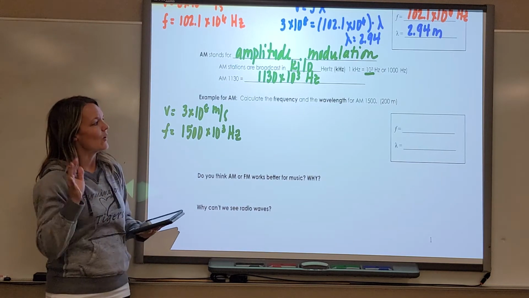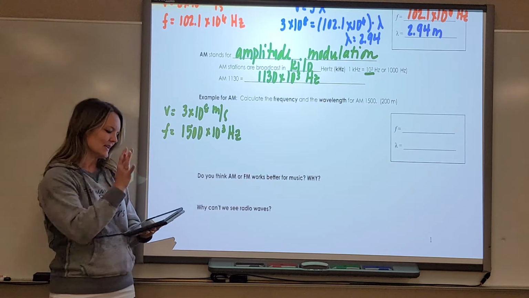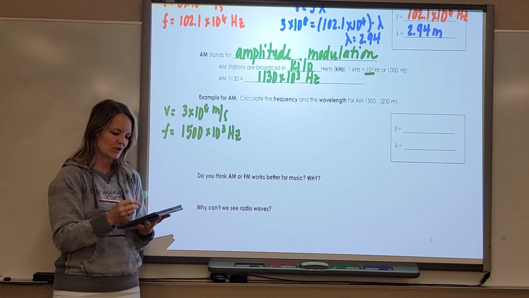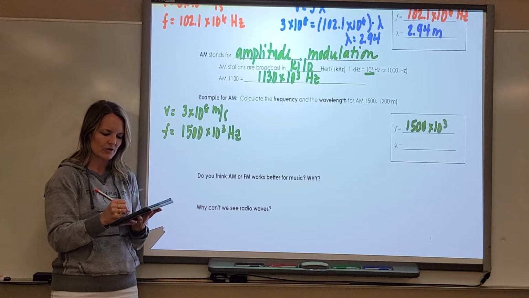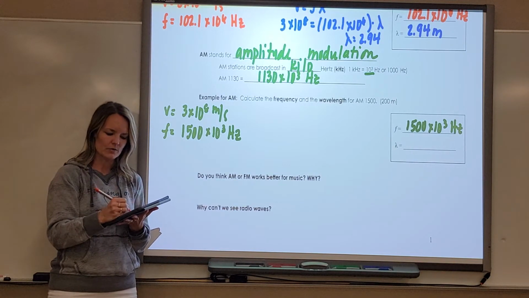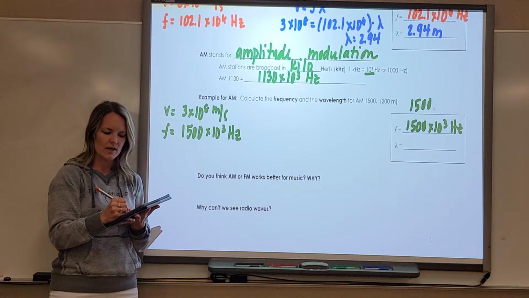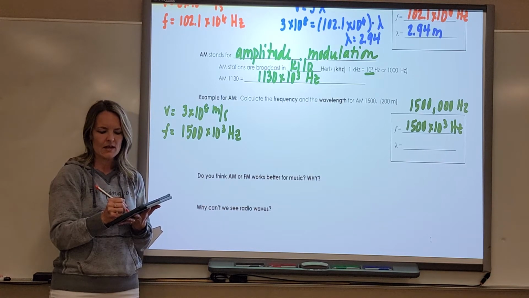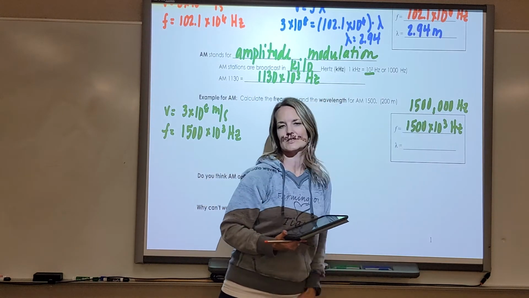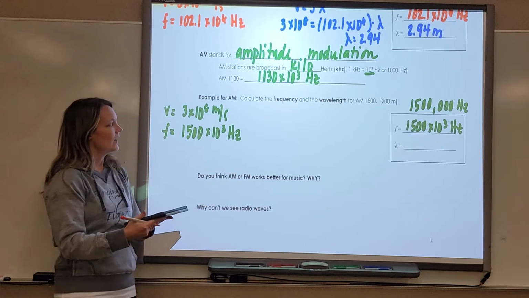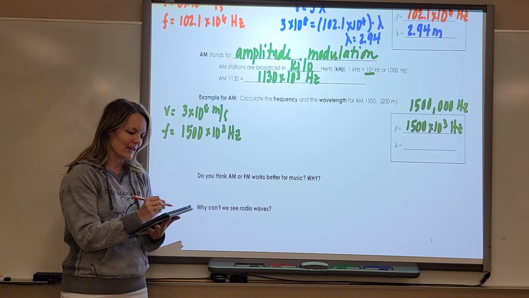All right, so I already know my frequency. I changed kilohertz to hertz, so it is 1500 times 10 to the third hertz. You could also write it as 1500 with 3 more zeros behind it. Those numbers are exactly the same thing. The 10 to the third is 3 more zeros. All right, calculate the wavelength.